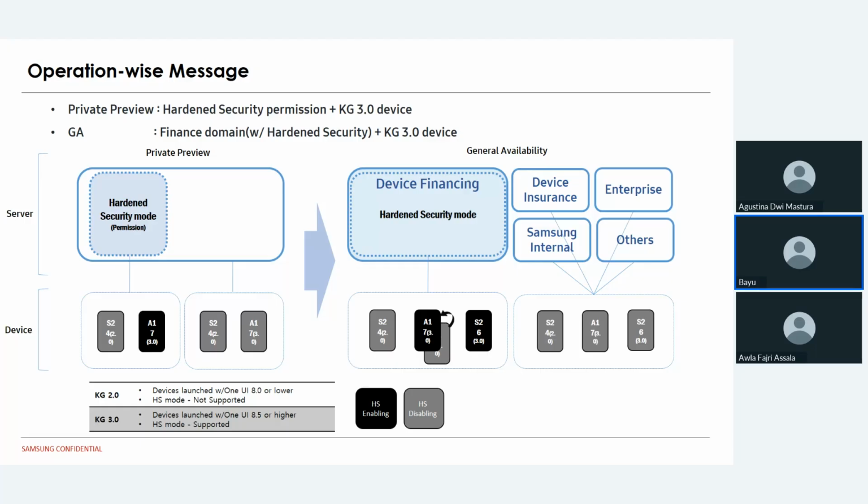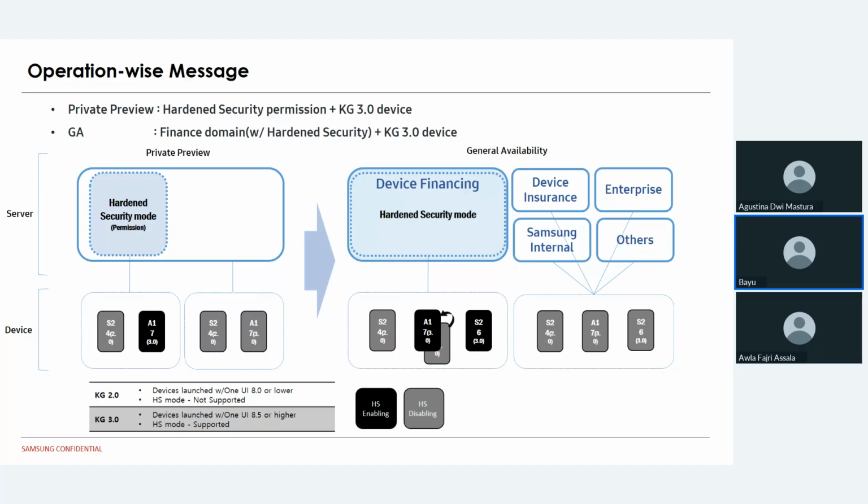In terms of operations, we are starting with the private review for the hardware security permission for the KG 3.0 devices, followed by the general availability for the entire finance domain. But as you see on this page, please note that devices launched with One UI 8.0 or lower will remain on the KG 2.0 and will not support hardened security mode.